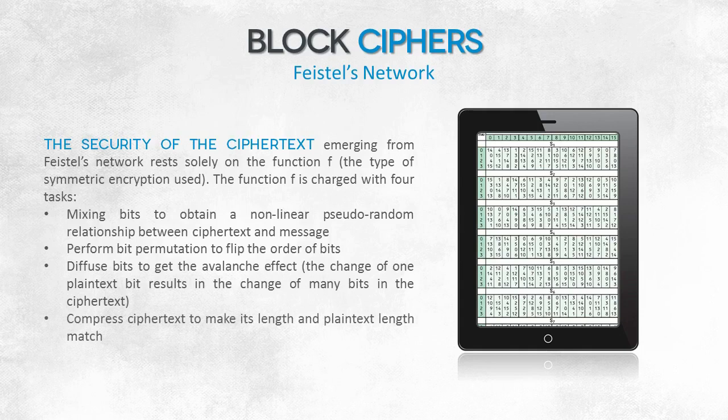The function f must also provide compression to let the Feistel round operate. The final ciphertext has to be as long as the initial plaintext.